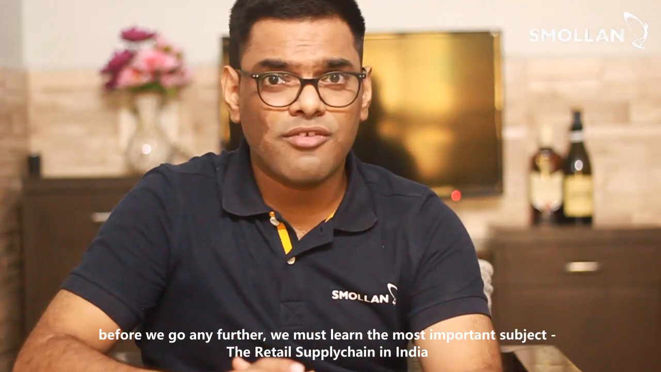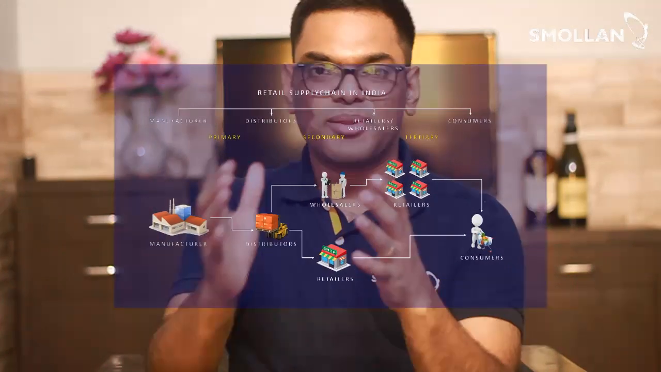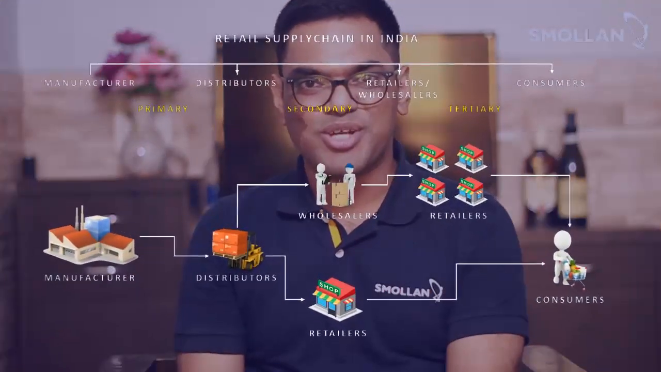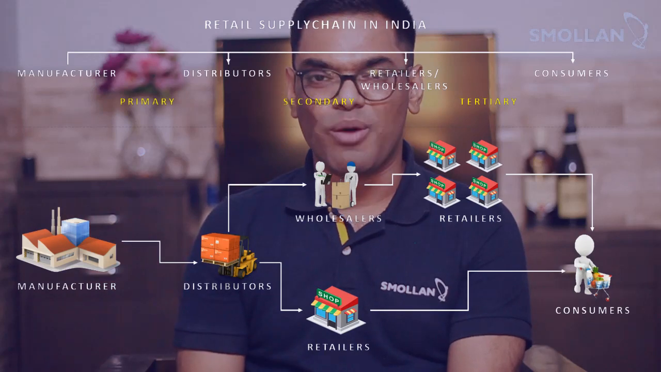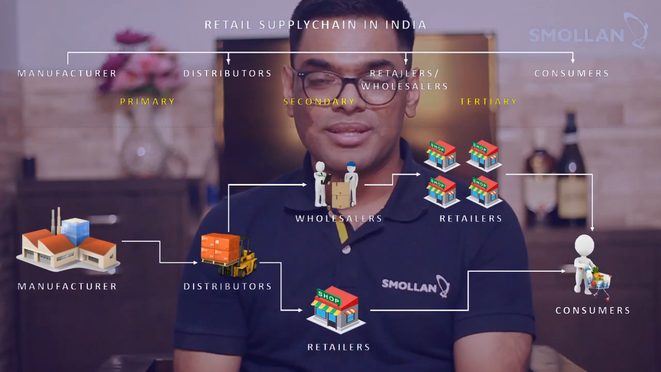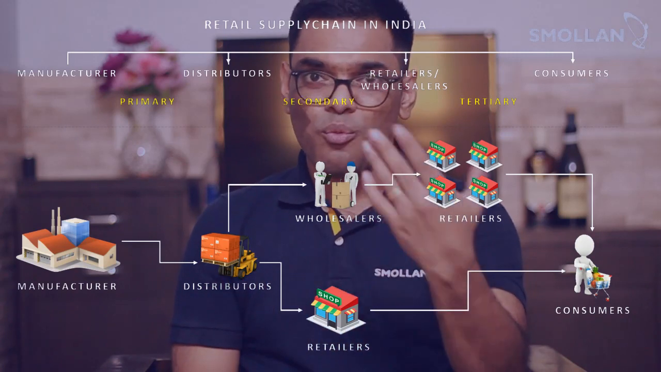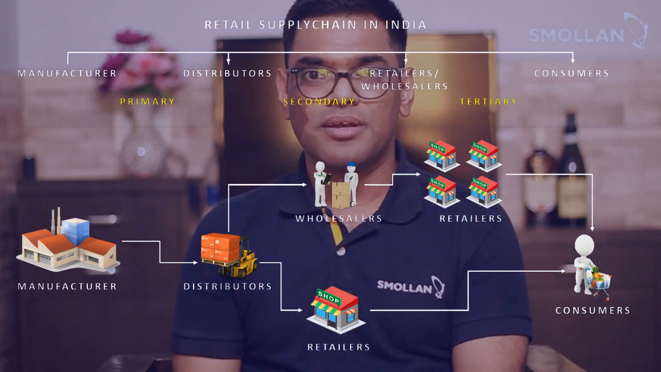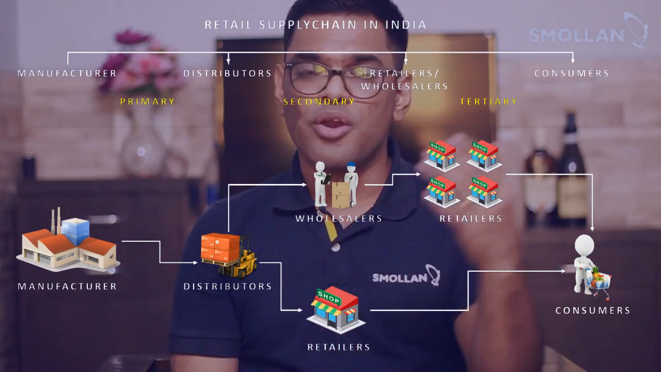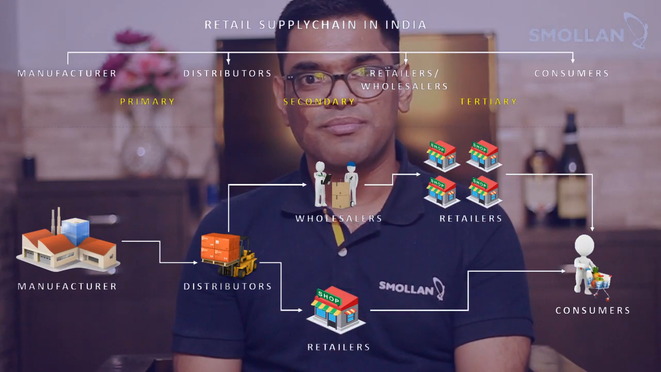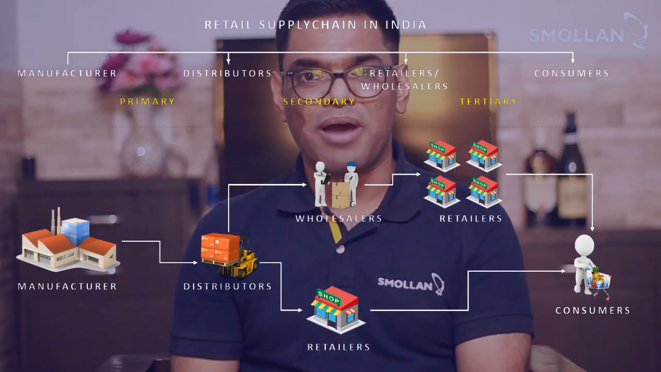Before we go any further, we must learn the most important subject, the retail supply chain in India. Now, this is how a typical retail supply chain in India looks. It all starts from the manufacturer, the one who manufactures the product. They sell it to the distributors. The distributor further sells it to the wholesalers and the retailers. And now the wholesaler further sells it down to the small retailers who are not listed with the distributors. So again, from these retailers, there are consumers who come and buy products.